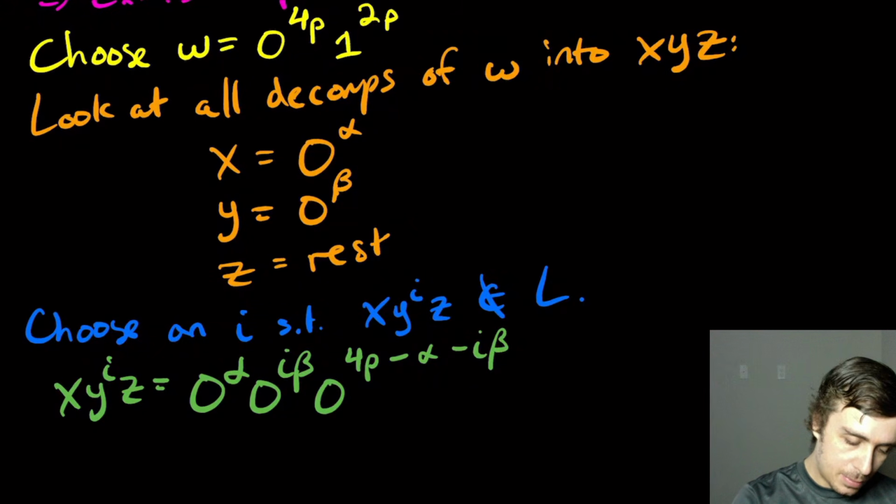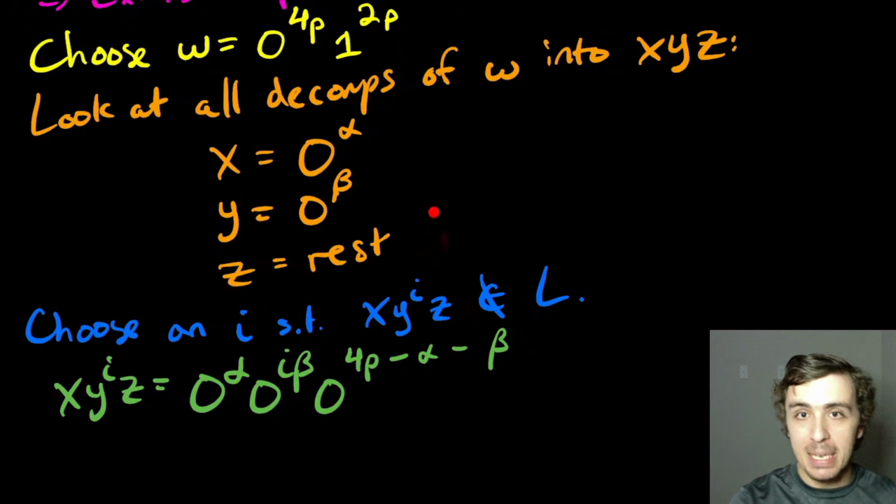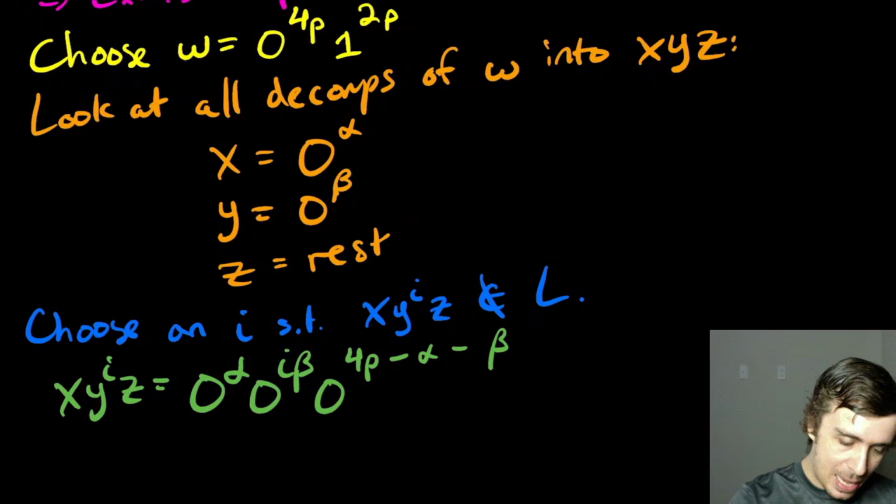Yeah, that's right. It's not I beta. Sorry. It's 4p minus alpha minus beta, because that's what the y part had. I really should have done that. And then we have a 1 to the 2p there.